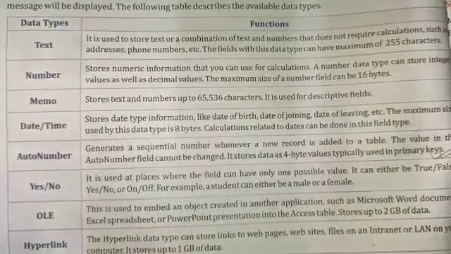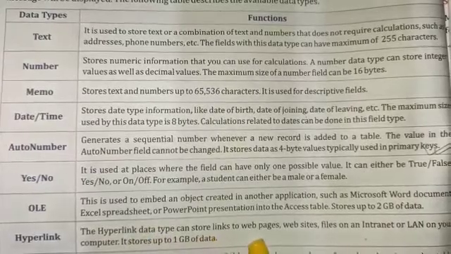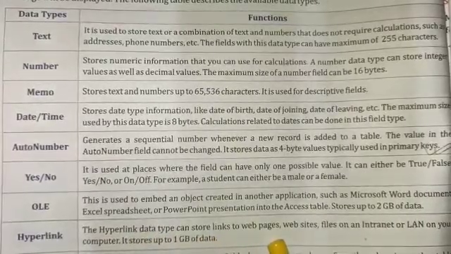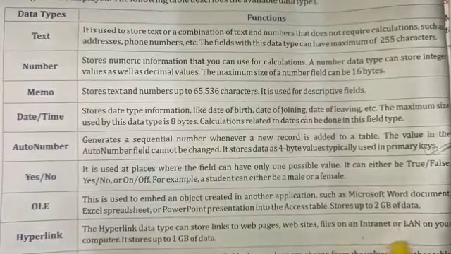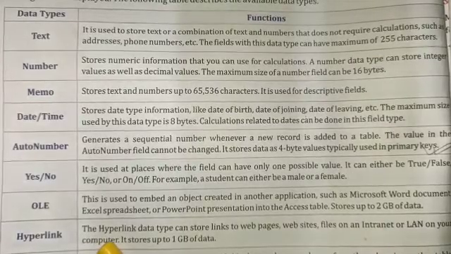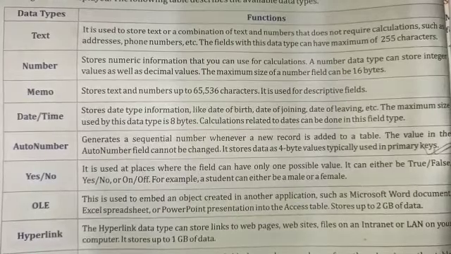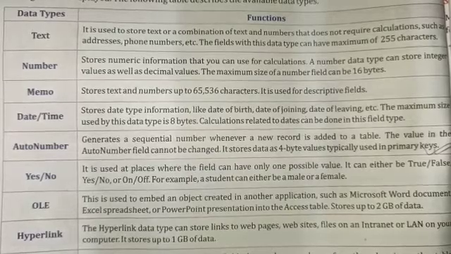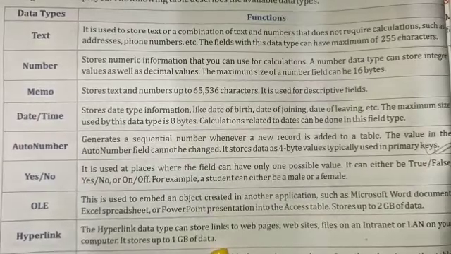Next, hyperlink. The hyperlink data type can store links to web pages, websites, or files on an internet or LAN of the computer. It can store up to 1 GB of data.